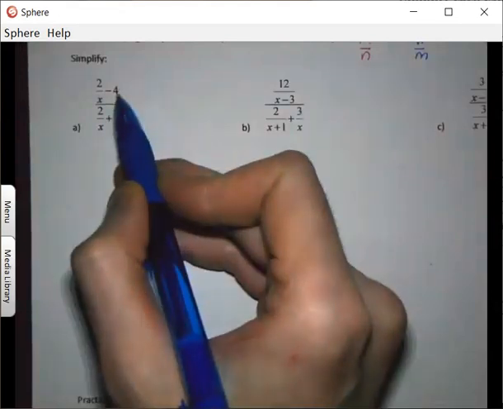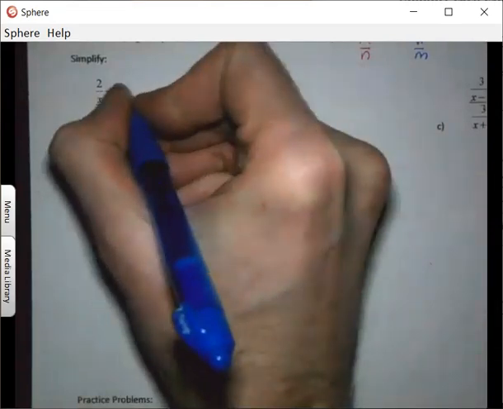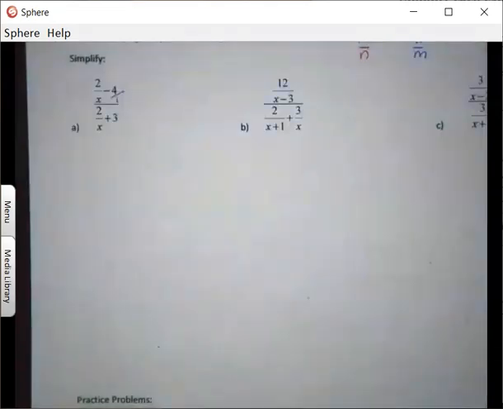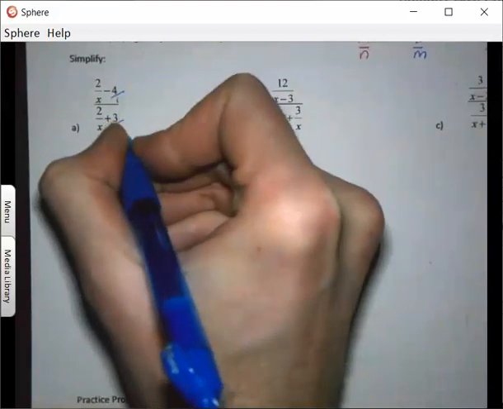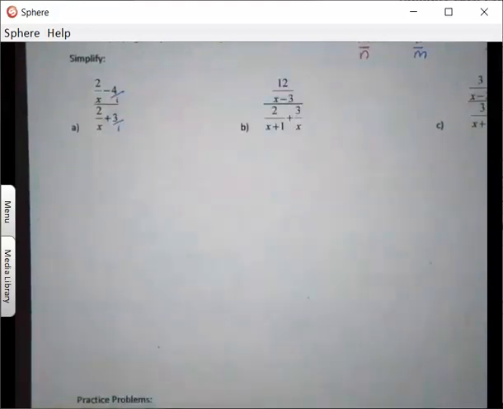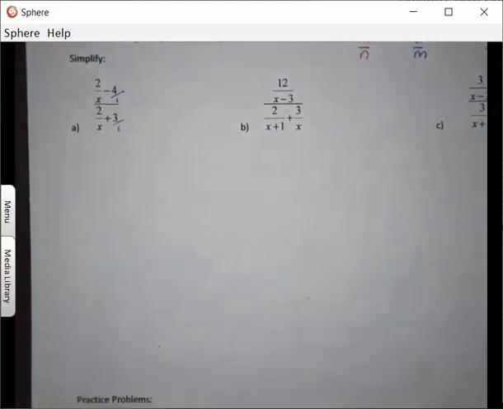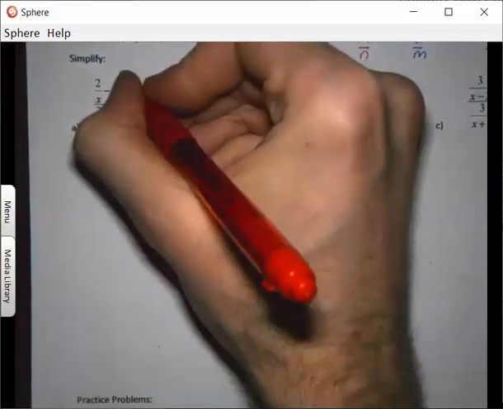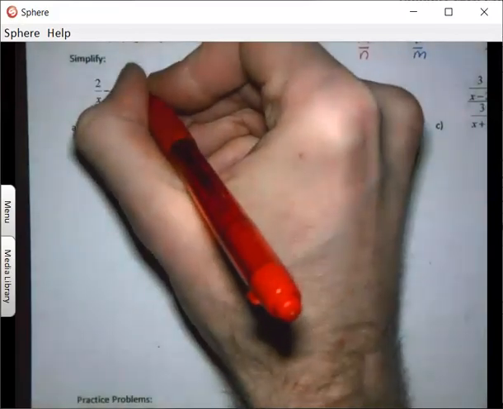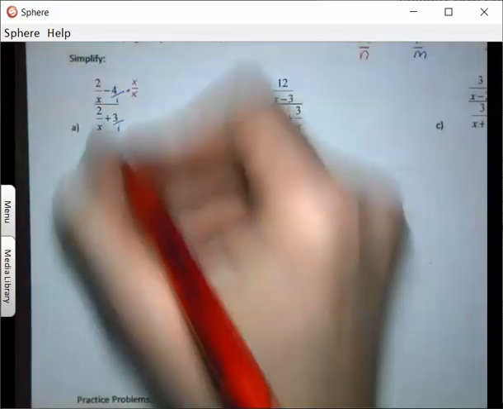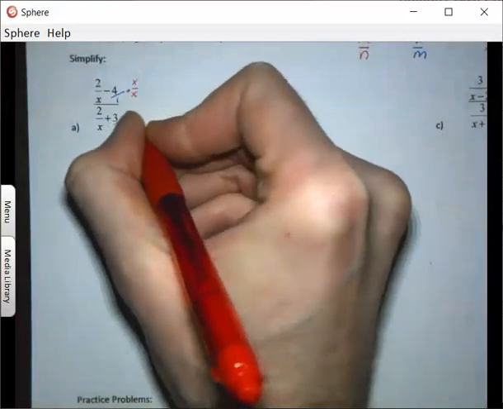Now 4 I can write as 4 over 1. 3 I can write as 3 over 1. And we want to add these as fractions. So our factors in our denominator are x and 1, x and 1. So our common denominator is going to be x. So multiply here by x over x, and I'm going to multiply here by x over x.